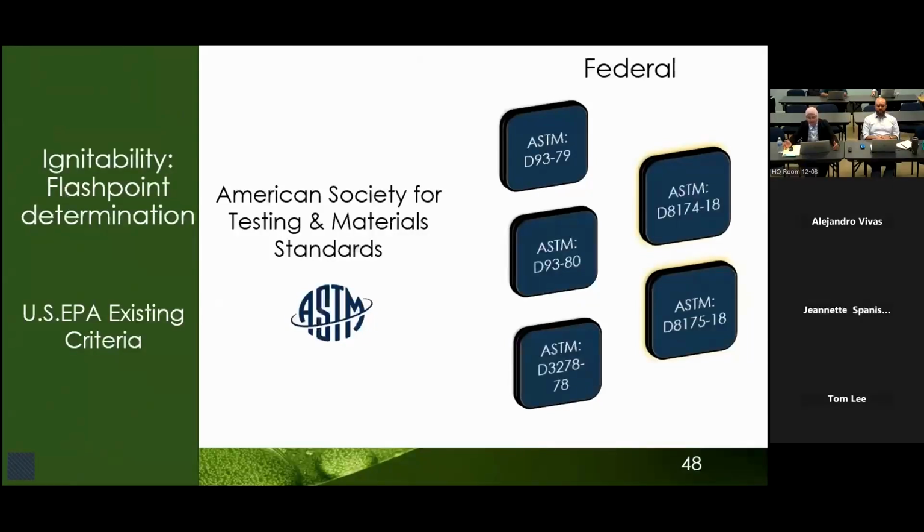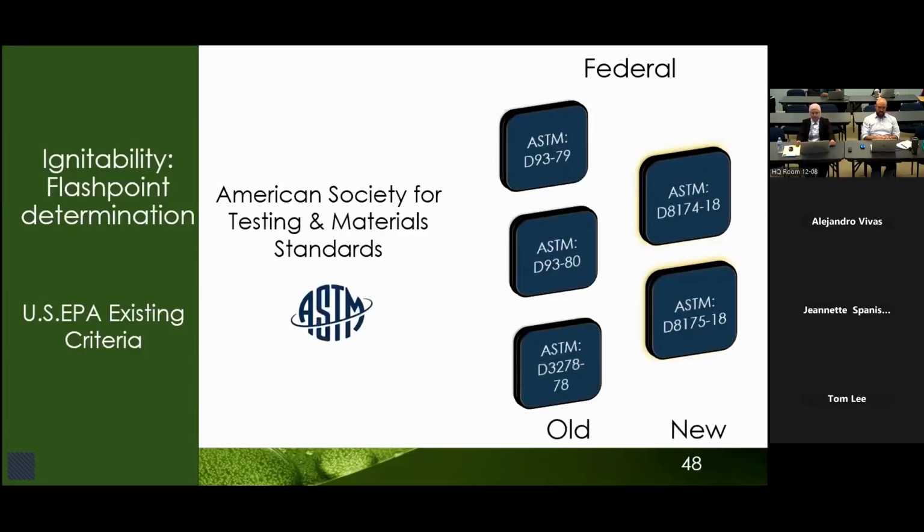We have discussed the concept of flashpoint in detail earlier. For some background, most wastes that are classified as ignitable are liquids, and the main way to determine ignitability for these liquids is by measuring their flash point. To determine flash point, there are specific test methods that we have discussed earlier today. All these test methods are standardized, and these methods are generally approved by ASTM, which we already talked about, and those are the American Society for Testing and Materials.